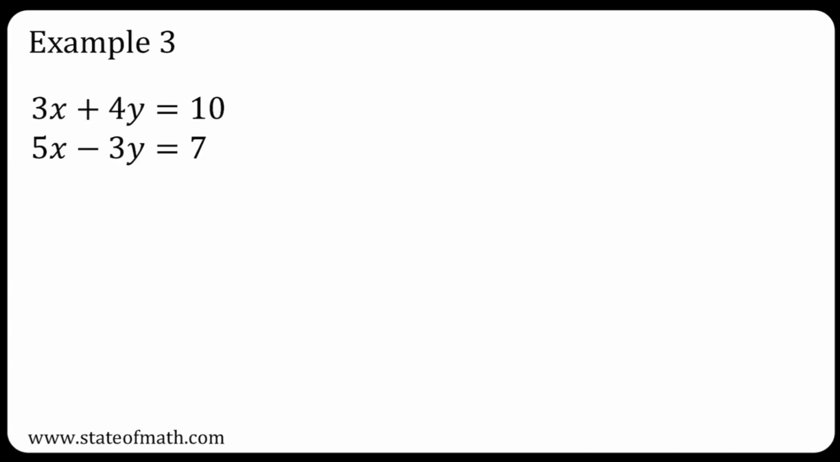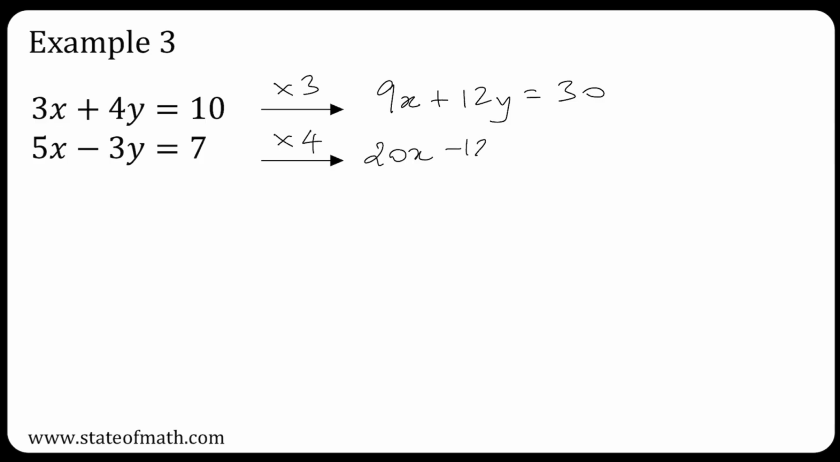For this example, multiplying one equation will not match the coefficient of x or y in the other equation. So the first step is to choose which variable to eliminate. I'm going to eliminate y because the coefficients 4 and minus 3 are easier to match. To make them cancel, I want both to become 12, but with opposite signs. So I'll multiply the first equation by 3 and the second equation by 4. The first equation will become 9x plus 12y is equal to 30, and the second equation will become 20x minus 12y is equal to 28.